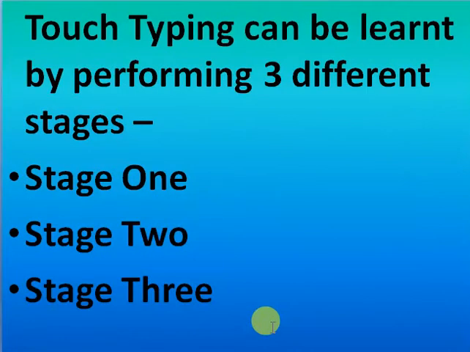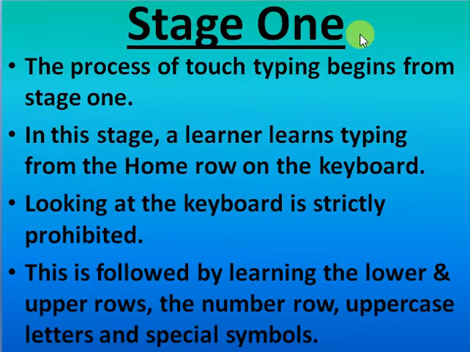Now, touch typing can be learned by performing three different stages: stage 1, stage 2, and stage 3. So if you want to be an expert in typing, you have to go through these three stages. After these three stages you can be perfect in typing. Now what is stage 1? The process of touch typing begins from stage 1.